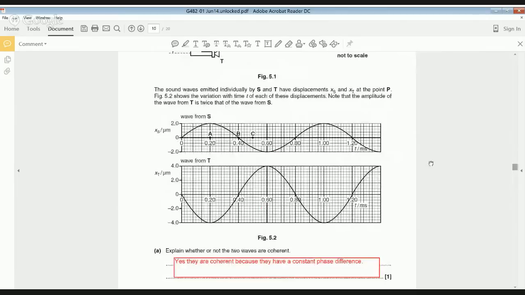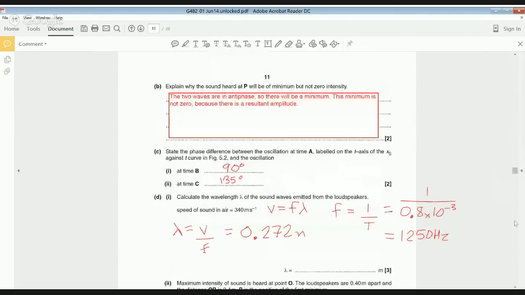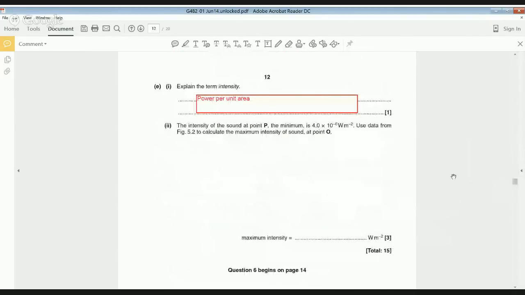And let's take a look at the amplitudes of these waves. You can see the amplitude, the maximum displacement from the equilibrium position, the amplitude of wave S is 2 micrometers. And the amplitude of wave T is 4 micrometers. So we need to consider what will happen when those waves interfere destructively and constructively.